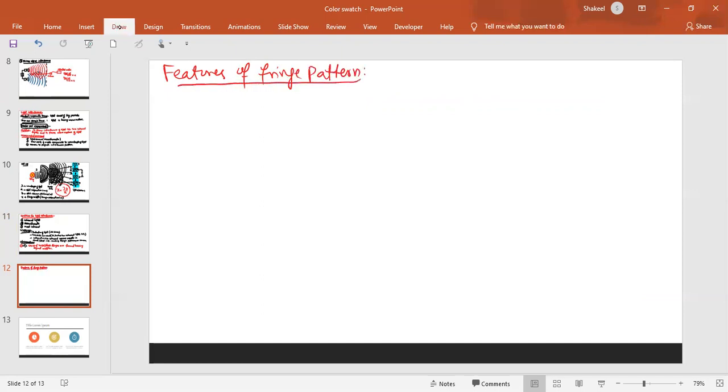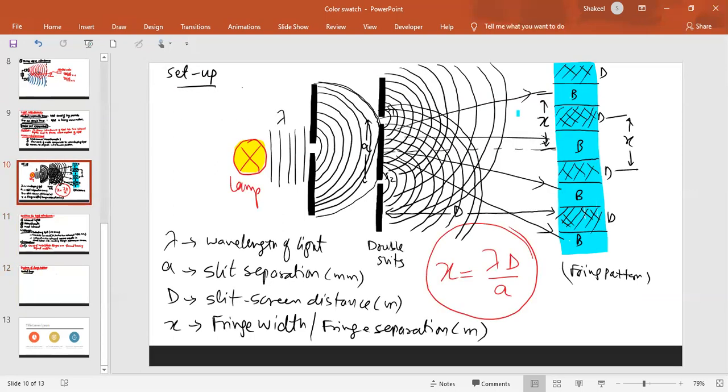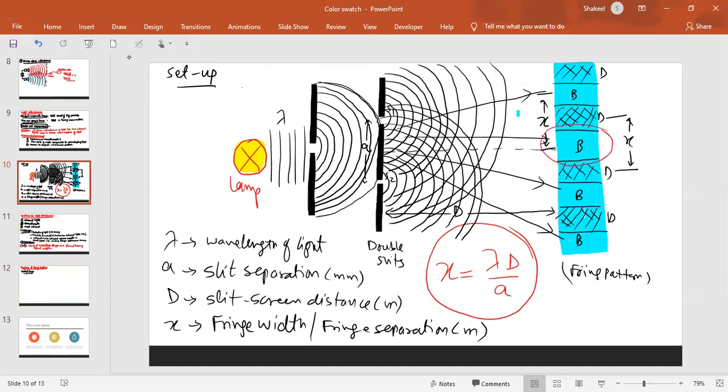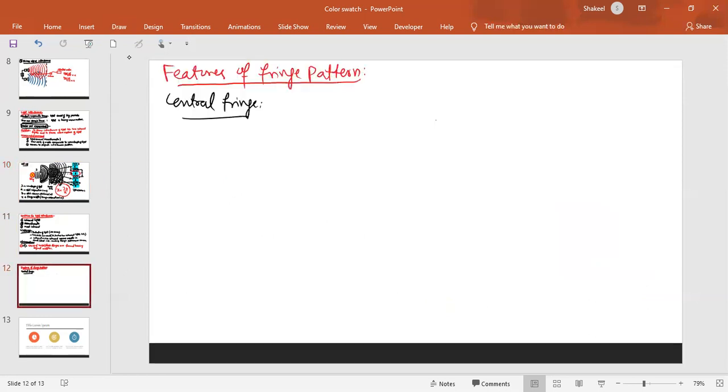If we observe the fringe pattern, we'll observe that the central fringe, let me highlight that, let's say this one, is the central fringe. The central fringe is brightest, its intensity is maximum. And for this, the path difference was 0 and the phase difference was also 0.